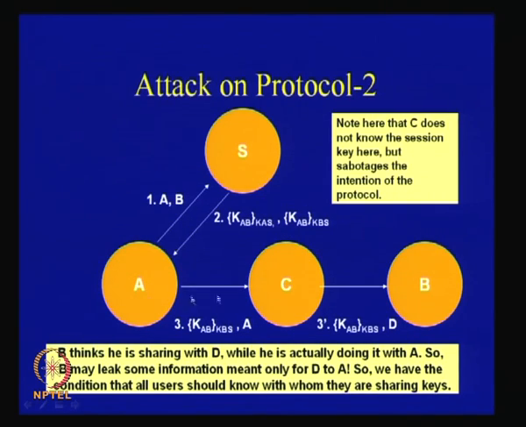Therefore, we know that A tries to send to B KAB, which is encrypted by KBS, and A. So, what C does is that instead it takes the first part, but modifies the second part and makes it something like D. So, what is the problem? The problem is B takes the first part, decrypts it, and thinks that the KAB key is actually meant for communicating with D.